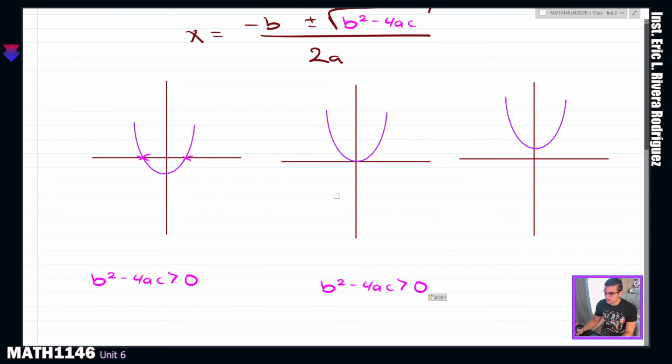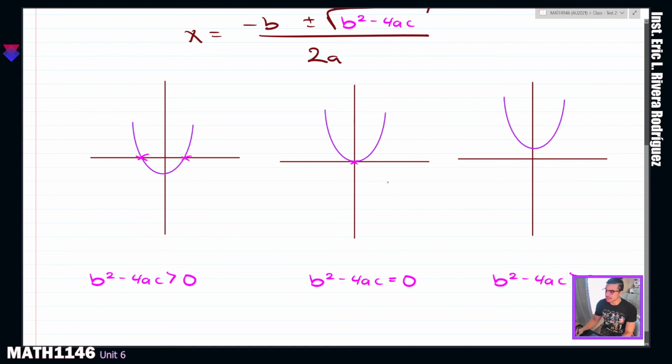When the discriminant is equal to 0, you cancel that plus and minus, hence you are going to have just 1 x-intercept. Because the coordinate plane is based on 2 number lines, and those number lines are based on real numbers.